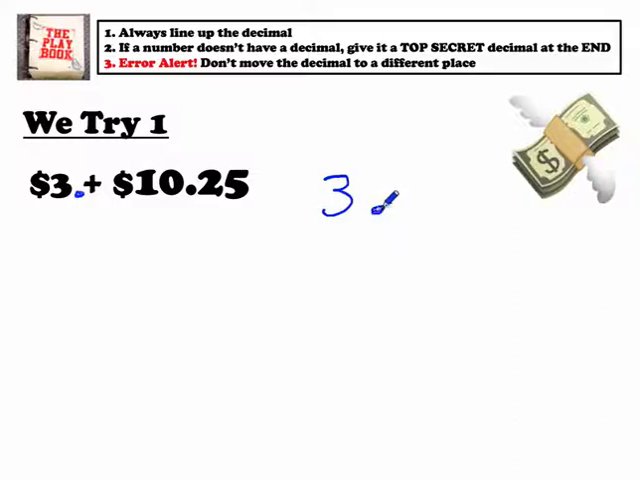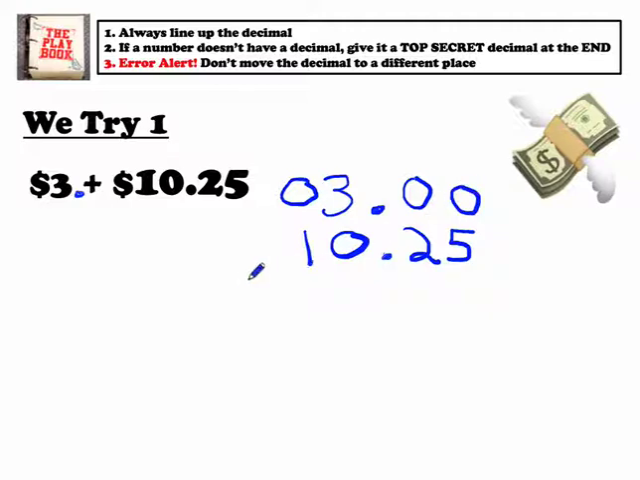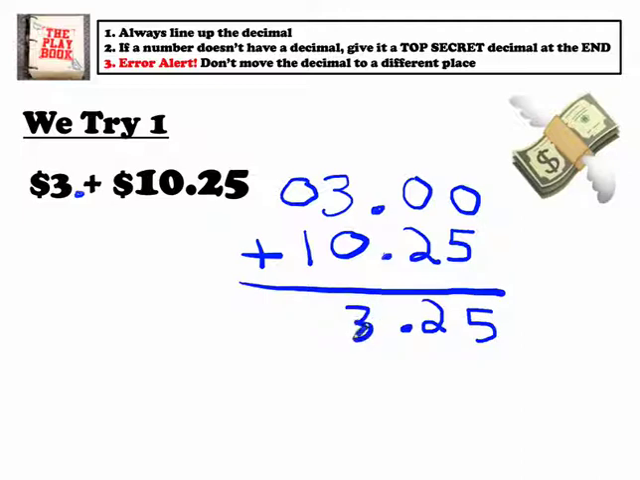3 wholes. Put my decimal first. 10.25. And then I'll add placeholders in any of the missing places. Right here, here, and here. And then add my numbers up. Don't forget to drop your decimal. 3 wholes plus another 10.25 gives me 13 wholes and 25 cents. Let's try another one.